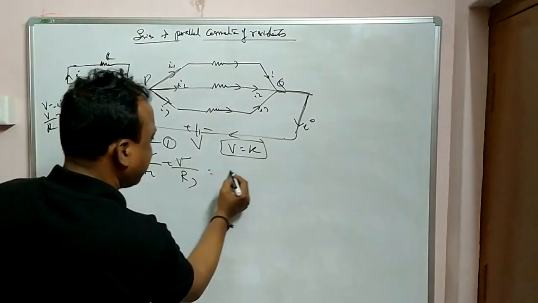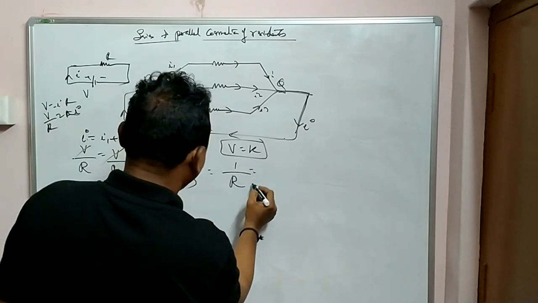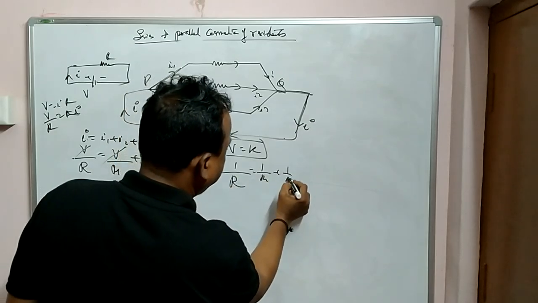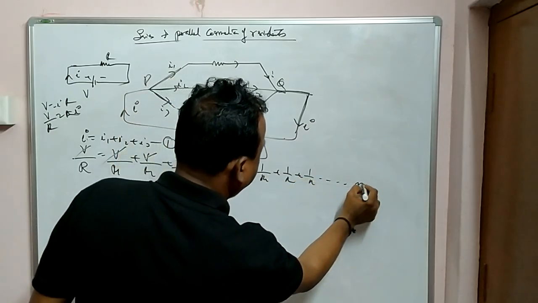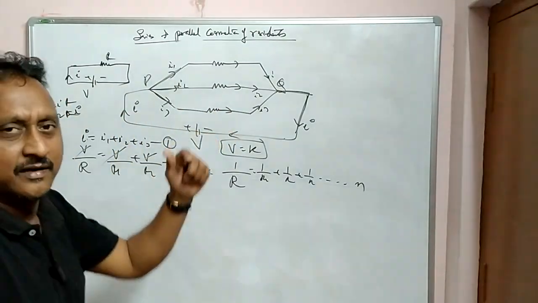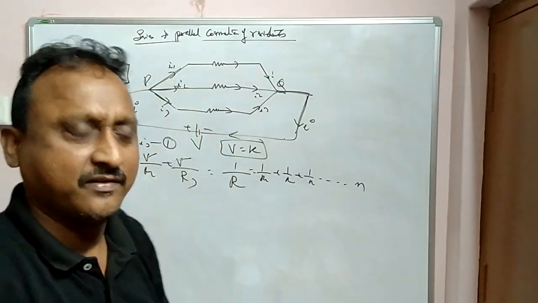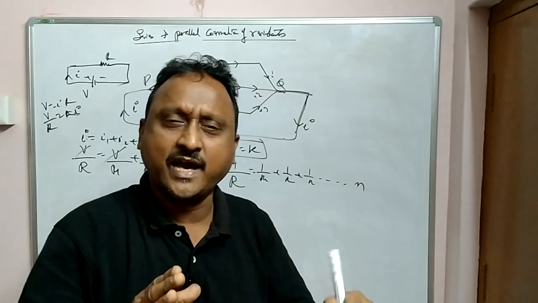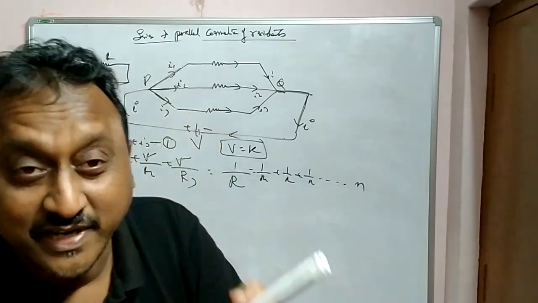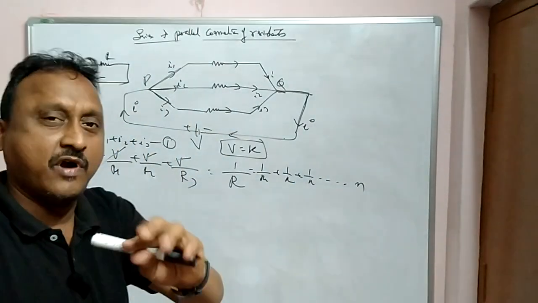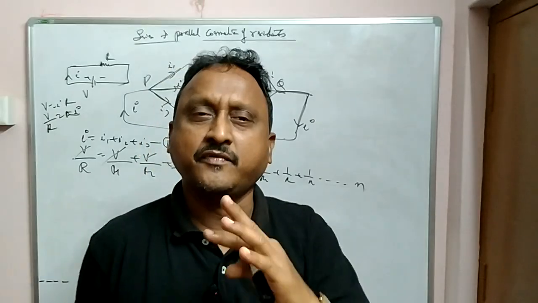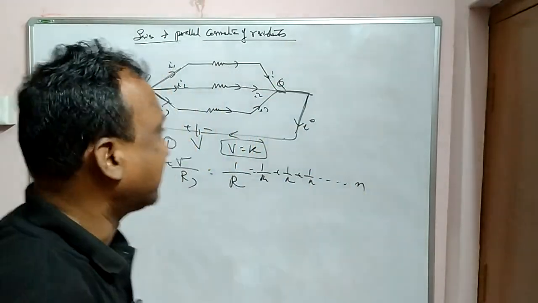So what is the effective resistance? 1 by R is equal to 1 by R1 plus 1 by R2 plus 1 by R3 and so on, for n resistors. So like this you can find out the value. Here the effective value decreases in parallel connection. If you want less value, go for parallel. If you want more value, go for series connection.